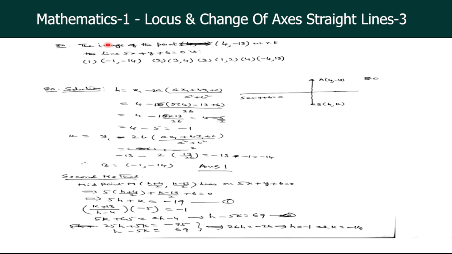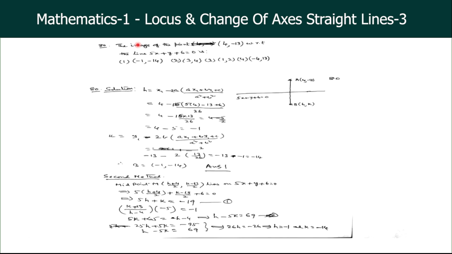Here I have written the second method also, as explained in the previous problems. That means taking the midpoint and substituting in the line equation and using the product of the slopes is equal to minus 1, then also you will get the same answer.